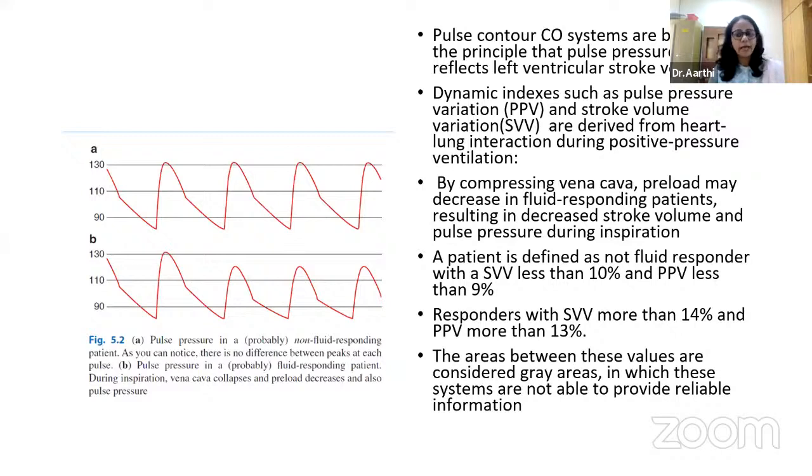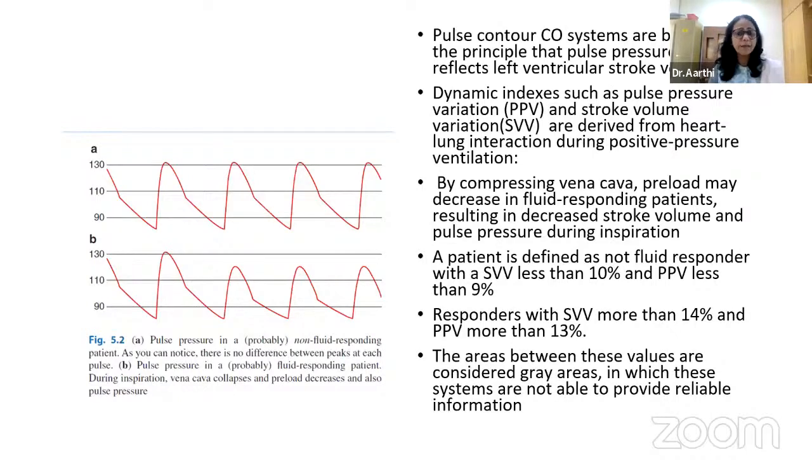What happens during positive pressure ventilation is that the vena cava is compressed, and preload is decreased in fluid responsive patients, which results in a decrease in the stroke volume, and hence a decrease in the pulse pressure during inspiration. A patient is defined as a fluid responder if the decrease is greater than 13% from the baseline with respect to pulse pressure, and more than 14% with respect to systolic pressure variation or stroke volume variation.